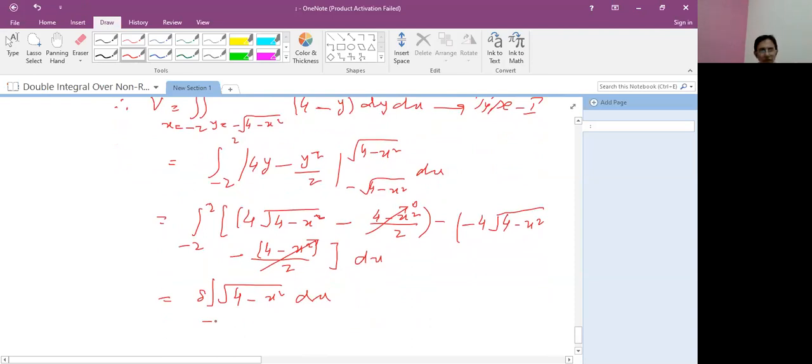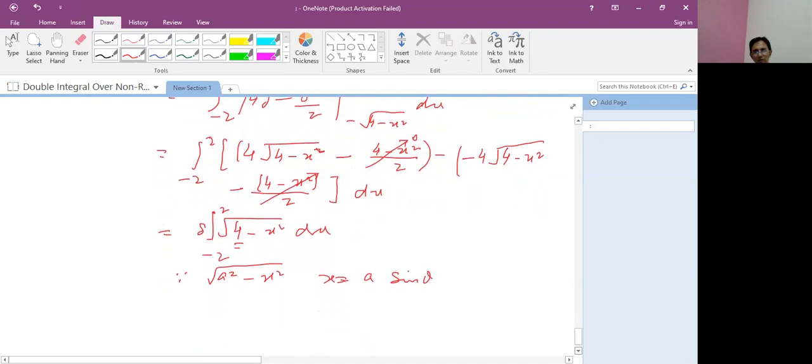ये हमारे पास स्टूडेंट कंडीशन आ गई. अब यहां पर इंटरमीडिएट में हमने एक फार्मूला स्टडी किया था, वो हमारे पास कंडीशन, अगर आपके पास इंटीग्रल इस टाइप का आ जाए a स्क्वायर माइनस एक्स स्क्वायर, तो we will put here x is equals to a sin theta. What is a? A is 2, the constant number.